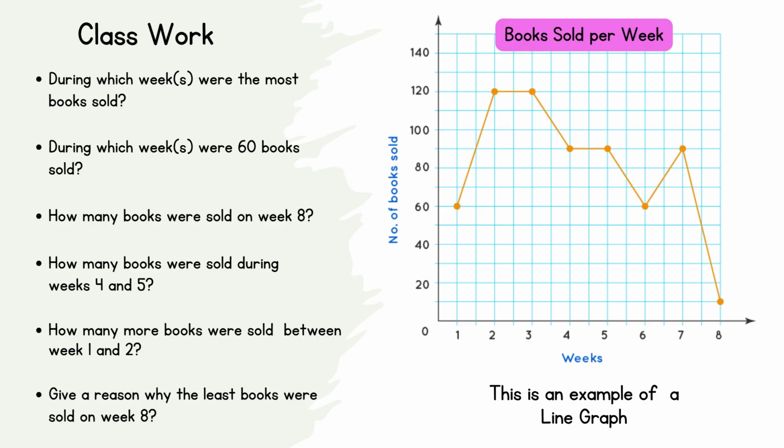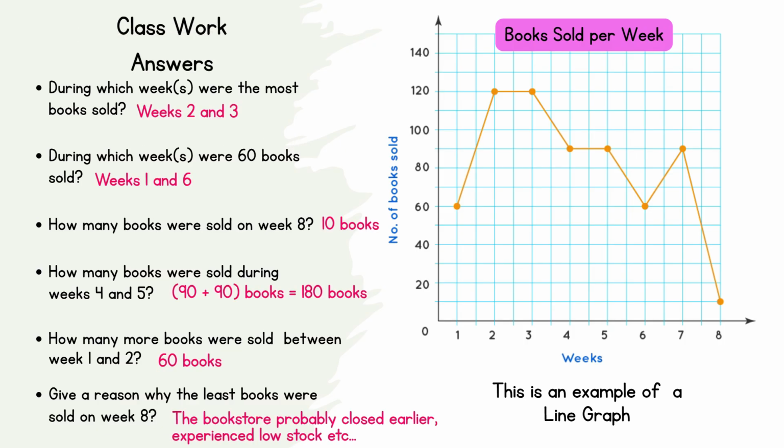During which week or weeks were the most books sold? During which week or weeks were 60 books sold? How many books were sold on week 8? How many books were sold during weeks 4 and 5? How many more books were sold between week 1 and 2? And give a reason why the least books were sold on week 8. Please note that the last question wants you to produce a hypothesis. It also causes you to use your scientific skills here as you analyze the graph.